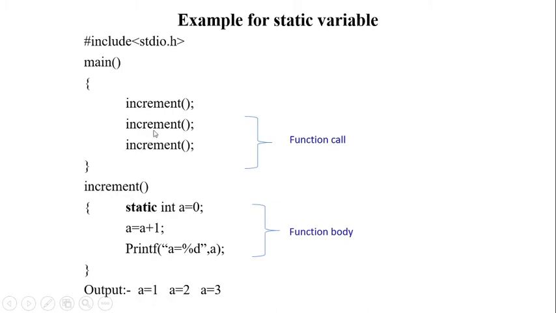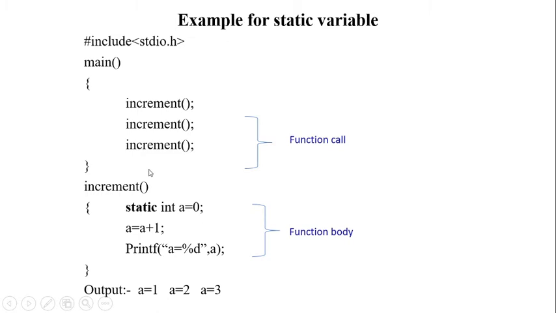And during the second call, the initialization of the variable will not work because static variables are initialized only one time in a program. Then A is equal to A plus 1: previously the value of A was 1, so now A becomes 2. So printf A is equal to 2. Then during the third call, A is equal to 2 plus 1. Then printf A is equal to 3.